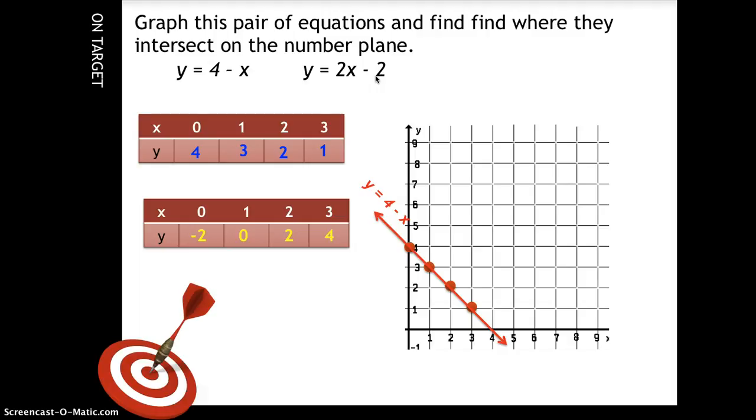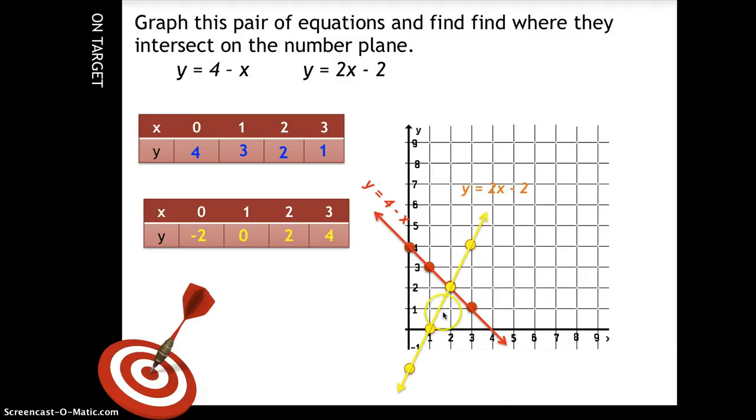I'm going to plot the points in the table. The first point is 0, negative 2. I don't have a negative 2 here on the coordinate plane, but I can estimate. So by estimation, 0, negative 2 is here. Second point is 1, 0. The third point is 2, 2. And the last point is 3, 4. Same thing, I'm going to draw the line, my graph, and then label my graph. My graph is y is equal to 2x minus 2.